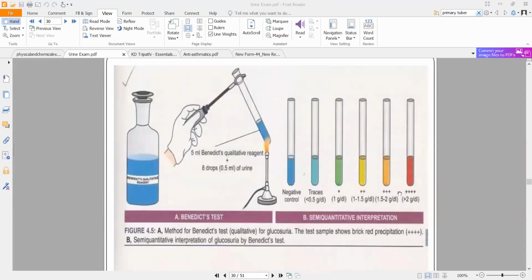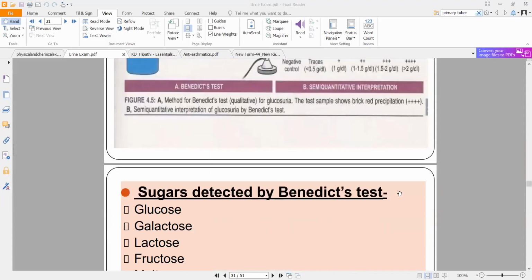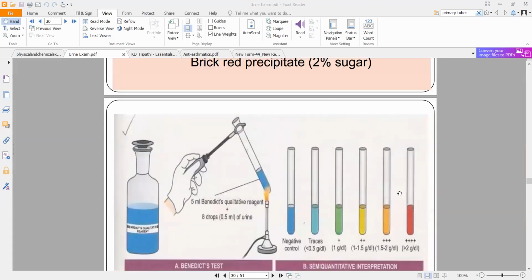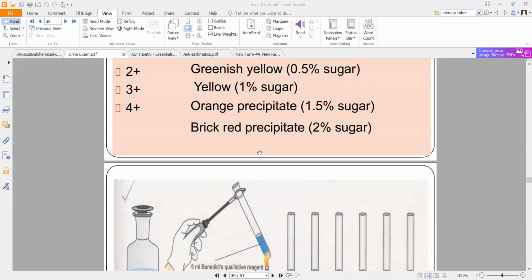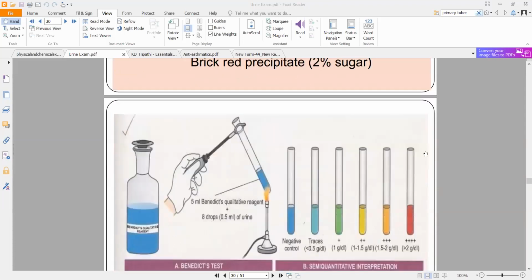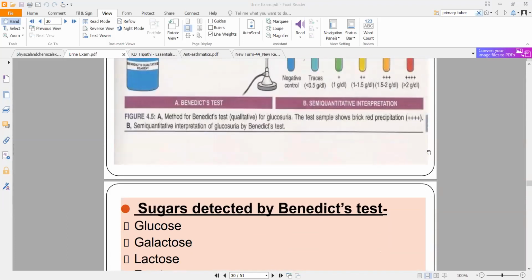कोई डाउट्स है कैसा हुआ ये, या क्या बोलते हैं Benedict's reagent and Benedict's test कैसा perform करे, or anything in particular about Benedict's test? If you have no doubts, then I'll proceed further. No doubt, sir. No, sir.